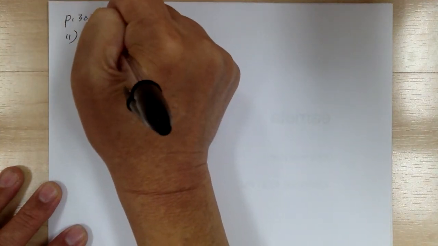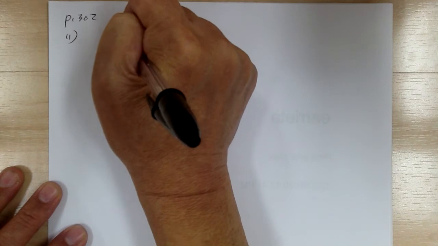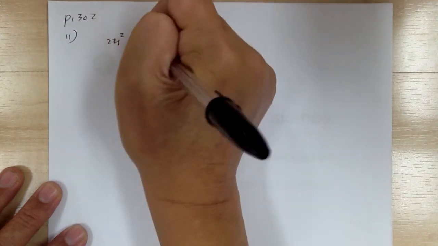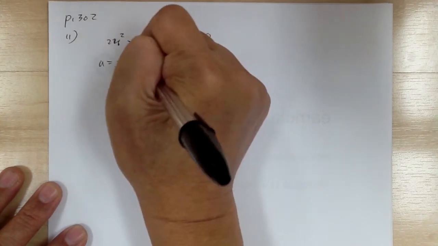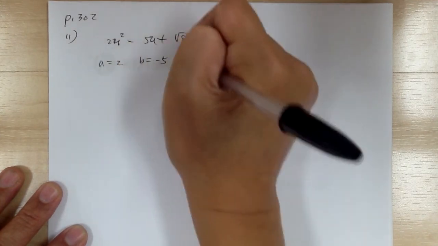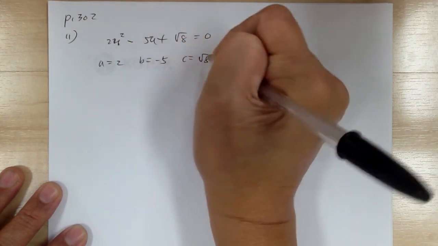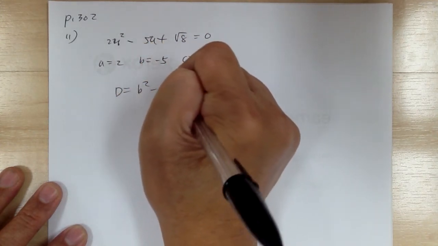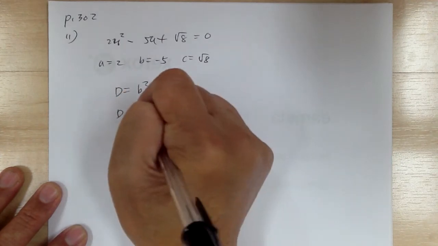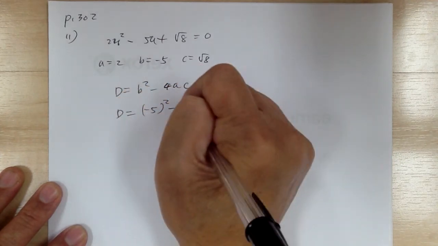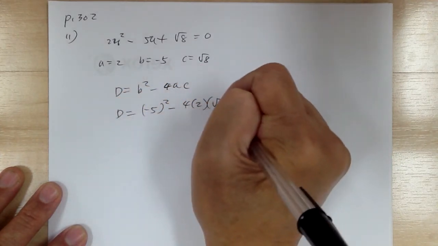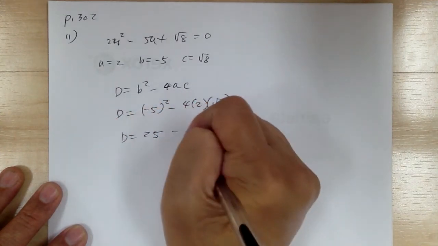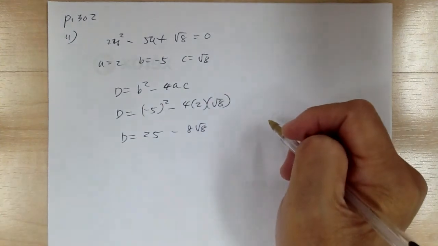You've got 2u squared minus 5u plus square root of 8 equal to 0. So a equals 2, b equals negative 5, c equals square root of 8. So the discriminant d equals b squared minus 4ac. So d equals negative 5 squared minus 4ac.